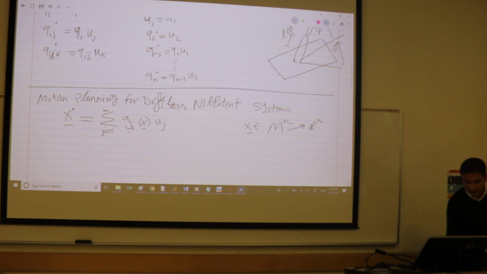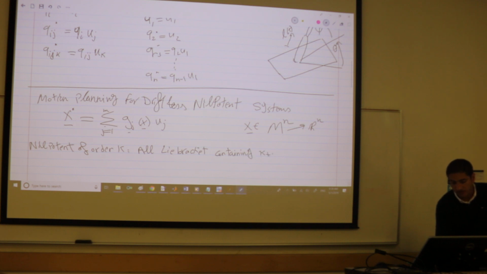So what do we mean by nilpotent? A nilpotent system of order k is one where all Lie brackets containing k plus 1 and higher vector fields vanish.